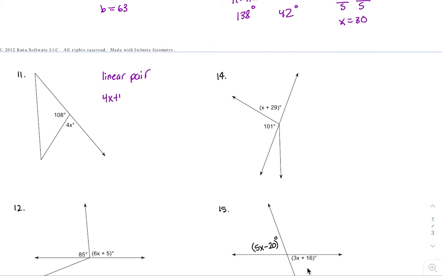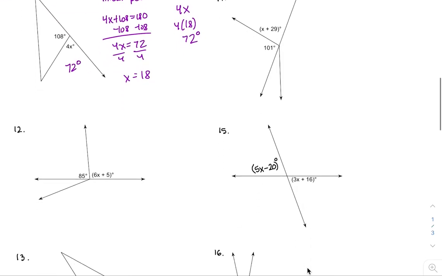So 4x plus 108 equals 180. Subtract both sides by 108. 72. Divide both by 4, and x is going to equal 18. Okay, so now we plug in 18 for our x. So we have 4x, plug in 18 into there. So 4 times 18 is simply 72. So this is going to be 72 degrees.